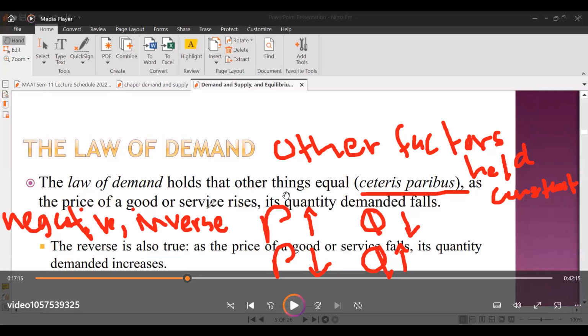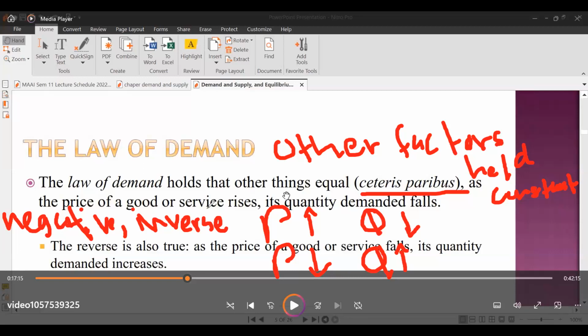If the price increases and the quantity also increases, we say it is a positive relationship. Both move in the same direction: the price also increases, the quantity also increases. But between price and quantity demanded, there is a negative relationship. When price increases, we know the quantity will reduce, right?